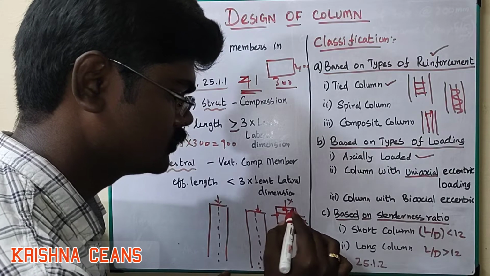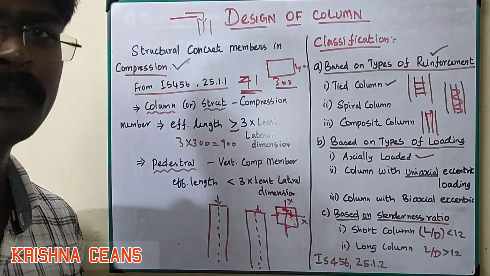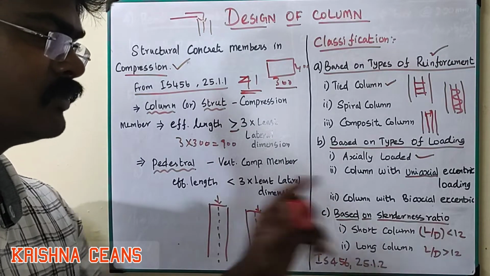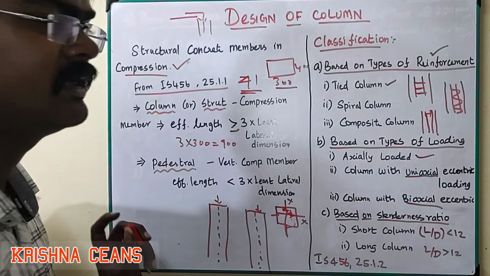So for both the axes, the point load will be acting away from the center on both axes. That is the important point; that is the biaxial eccentric.